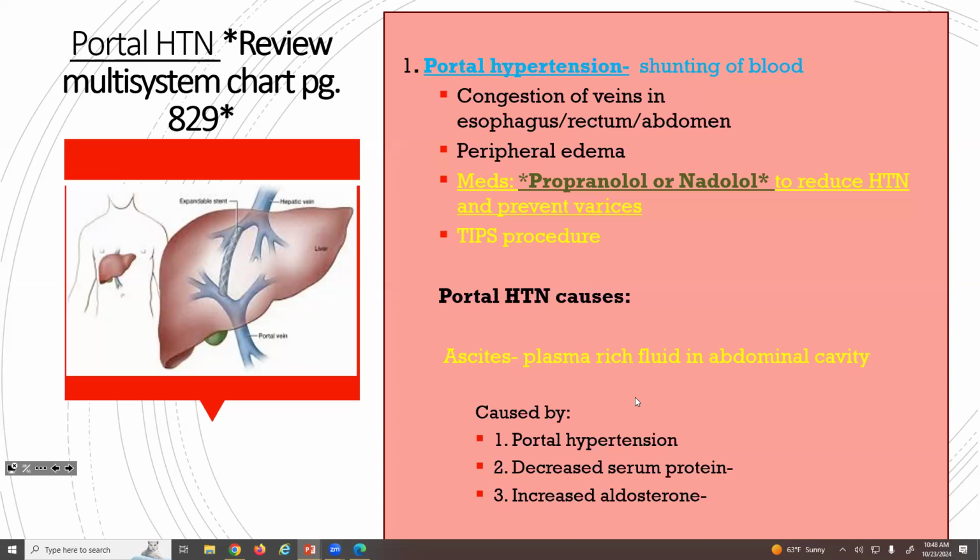Okay. Again, the causes of ascites. If we have pressure in the abdomen, we can't get that fluid to go where it needs to go. The big causes, again: portal hypertension, decreased serum protein, and increased aldosterone, which we'll get to.